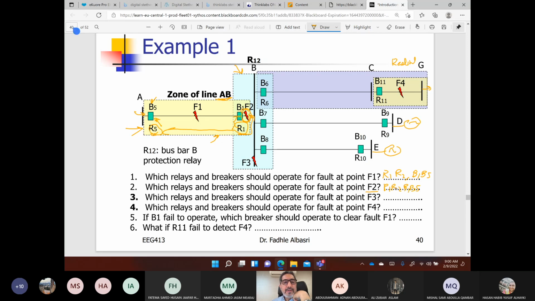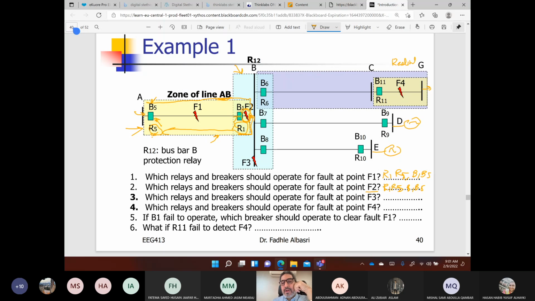So not R2, R5. I said R2 here, but it is R5. Nobody corrected me. So R1, R5, B1, B5. These will clear faults within this zone, because the fault is within this zone, so this relay will detect this fault and clear F2.